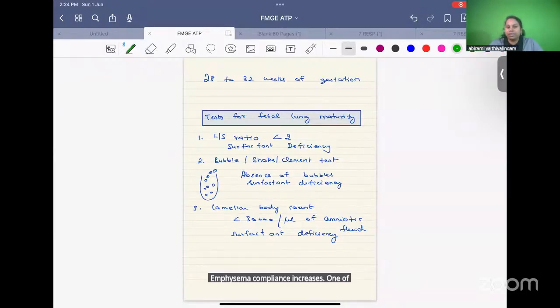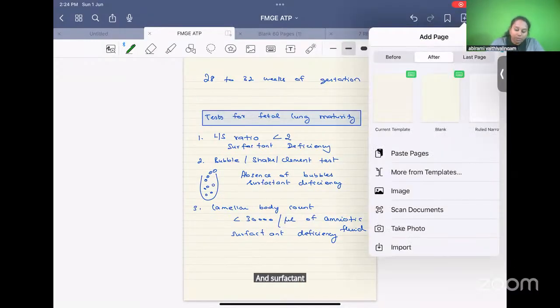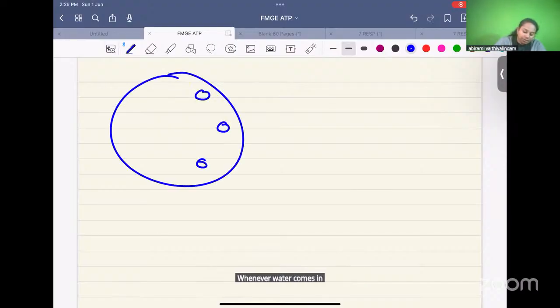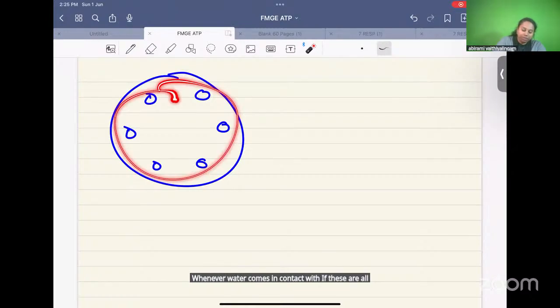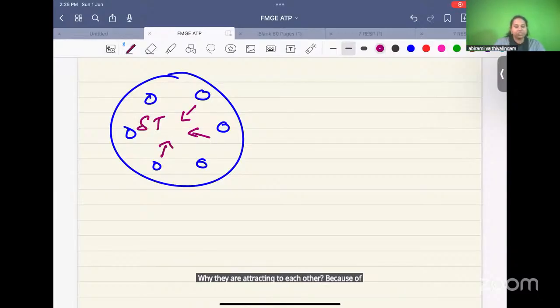One of the important factors which affects compliance is surfactant. Let's quickly learn about surfactant. What is the role of surfactant? Listen carefully. If I take some water and pour it on the table, whenever water comes in contact with air, these water molecules always have a tendency to attract each other. Why are they attracting each other? Because of surface tension. Surface tension is attracting all these molecules close to each other. So what is this surface tension doing? It is attracting the molecules and making it smaller.